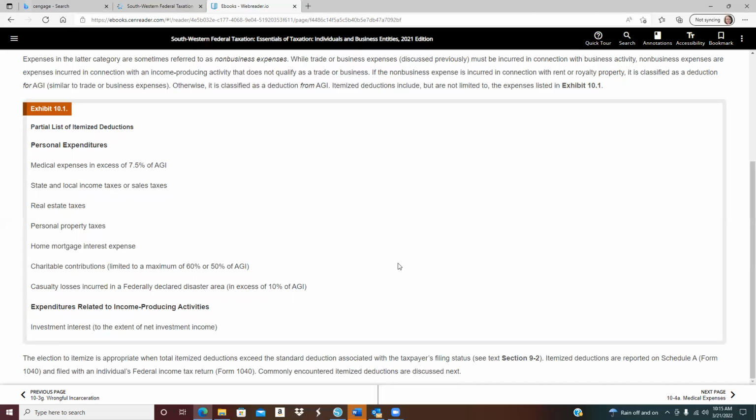So the election to itemize is appropriate when the total itemized deductions exceed the standard deduction. We've talked about this a lot of times. When you are listing all of the expenses you have that are deductible, you're going to compare that total to the standard deduction. And the standard deduction is based on amounts that change with inflation every year. You compare the two and you take the greater of the two. So if your list of itemized deductions does not exceed the standard deduction, then you go with the standard deduction. So you always go with the greater of the two.